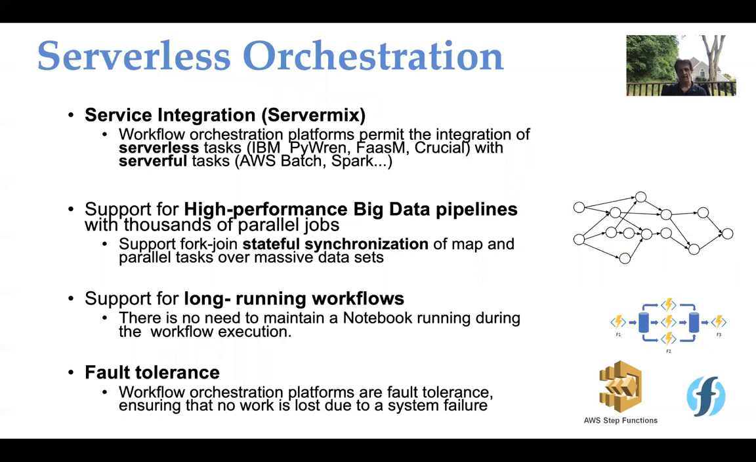PyWren is not designed for this. PyWren, for example, cannot support long running workflows or fault tolerance because the controller must be running in a notebook all the time. So we want to overcome these problems using serverless orchestration.